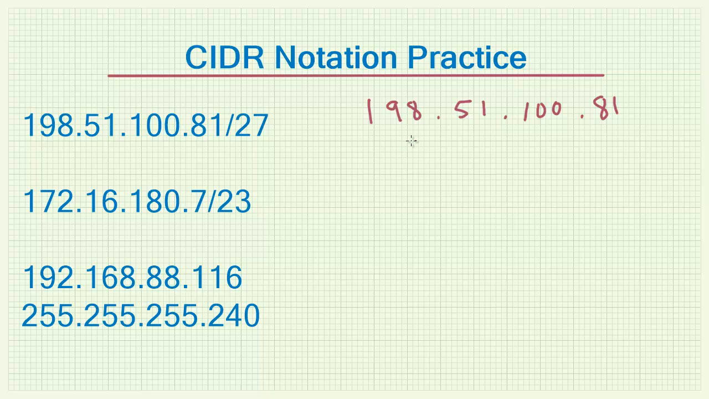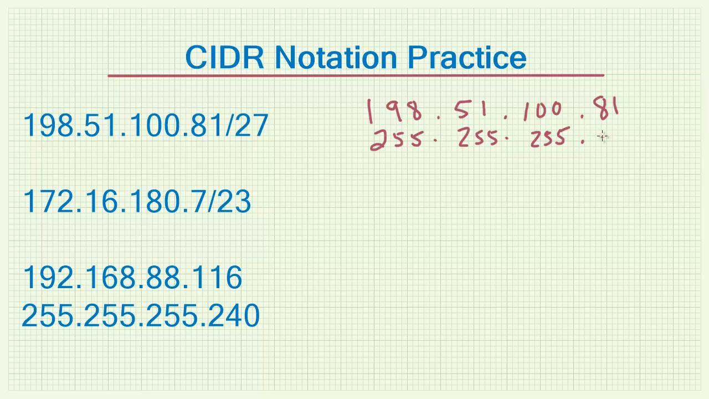Okay, let's take the first one. Now I've already written out the IP address, 198.51.181. Now the question is, what is the decimal equivalent mask of a /27 CIDR? Well, we know that /24 is 255.255.255, right? Because each of those octets represents 8 bits. So we've got 1, 2, 3 octets. 3 times 8 is 24. So a /24 would look like this: 255.255.255.